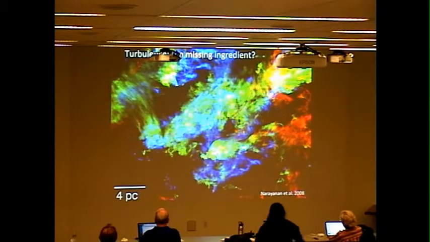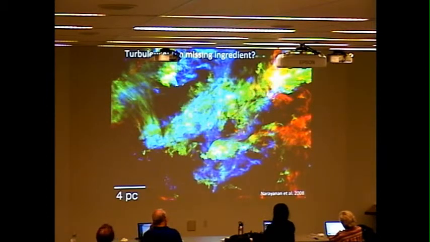So here is a beautiful picture of CO emission in a Taurus molecular cloud. What you see is basically the CO intensity in different velocity bins.